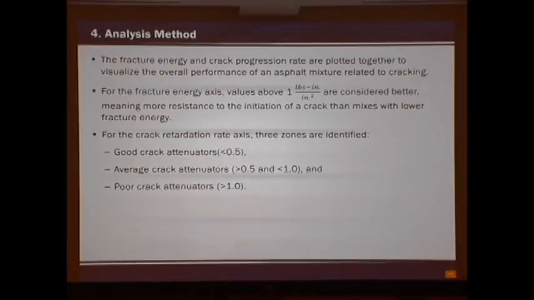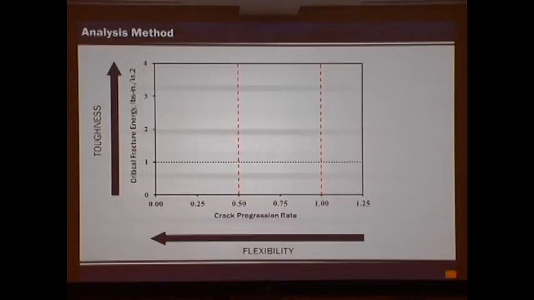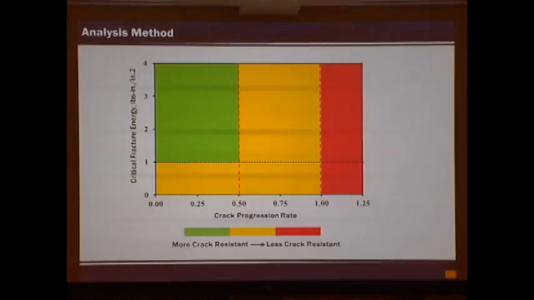So what does that look like? You look at this, and you're saying this direction is more flexibility in how the crack grows. This direction is basically a toughness: how much energy does it take to start that crack? And when you have these two together, these are the zones that we classified as more crack resistant, less, and then these are the poor mixes over here that don't do so well.